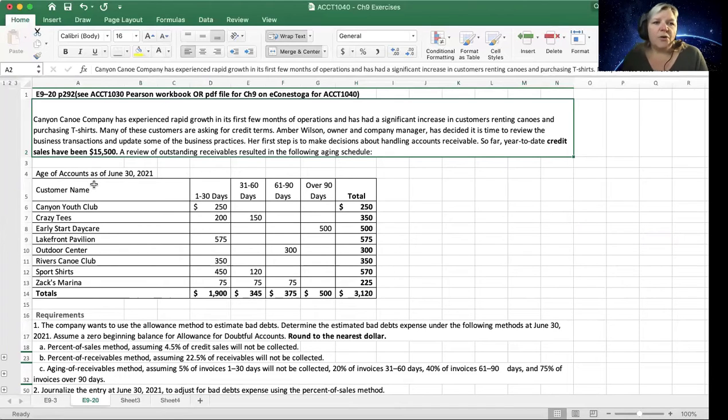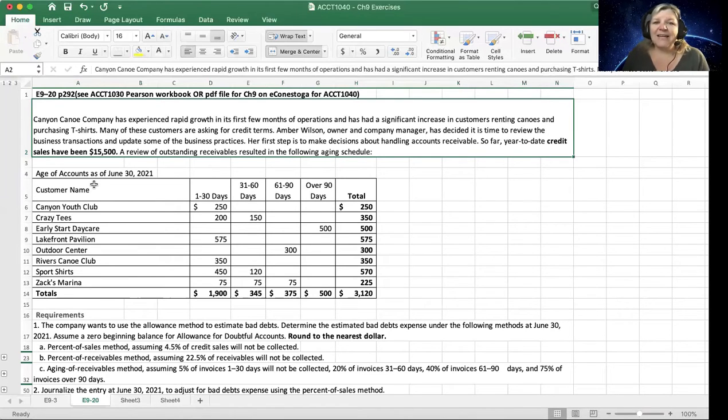So Canyon Canoe Company has experienced rapid growth in its first few months of operation, has a significant increase in customers renting canoes and purchasing t-shirts. Many of the customers are asking for credit terms. Amber Wilson, owner and company manager, has decided it is time to review the business transactions and update some of the business practices. Her first step is to make decisions about handling accounts receivable.